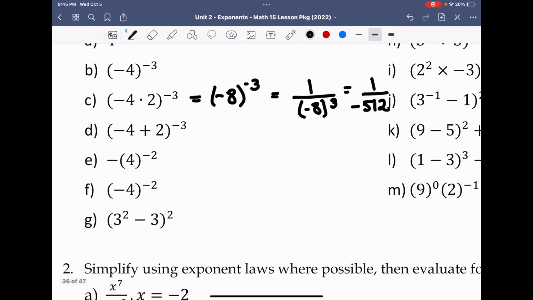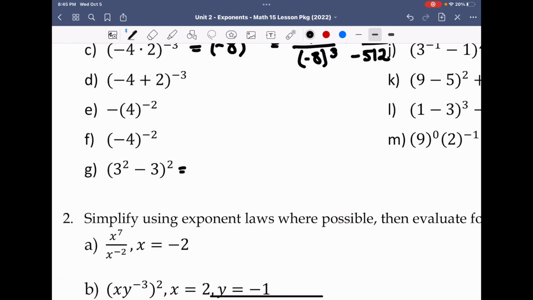All right, if I go down to G here, G is equal to, well, I want to always evaluate the interior of my bracket first because we know it's going to be brackets, then exponents. So if I do this, it's 3 squared, which is 9, minus 3, all squared. This is equal to 6 squared, which is equal to 36. So that would be our answer there.